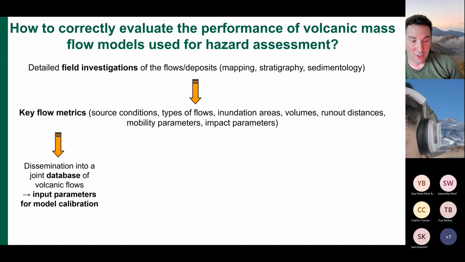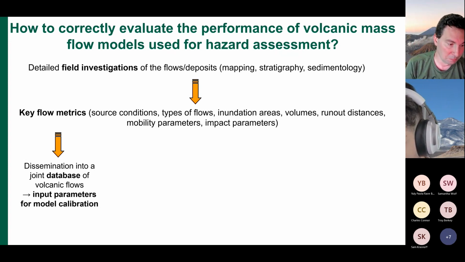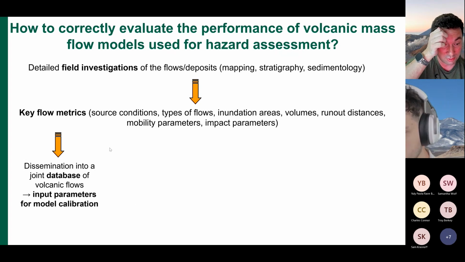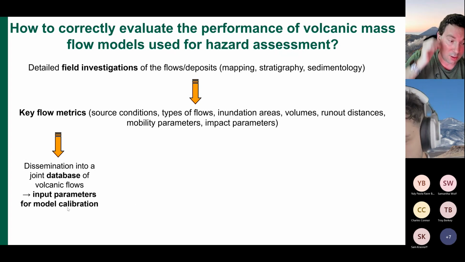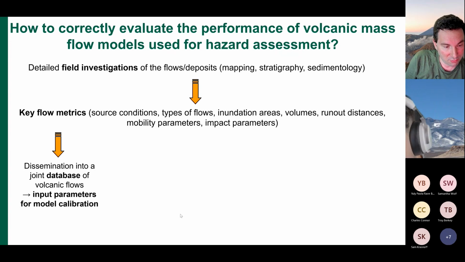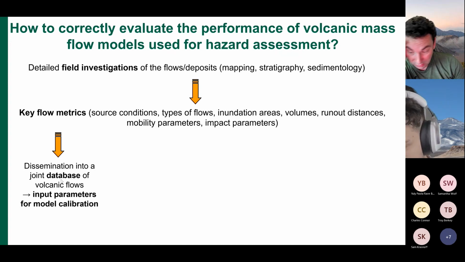For example, we have the FlowDat database developed by Sarah Ogburn, and that regroups a lot of input parameters that are super useful for model input calibration, that we tend to forget. So I think one crucial step would be to get a better database of these flows and deposits. There are some recent initiatives by several people in the flow community to develop more comprehensive databases for flow parameters.